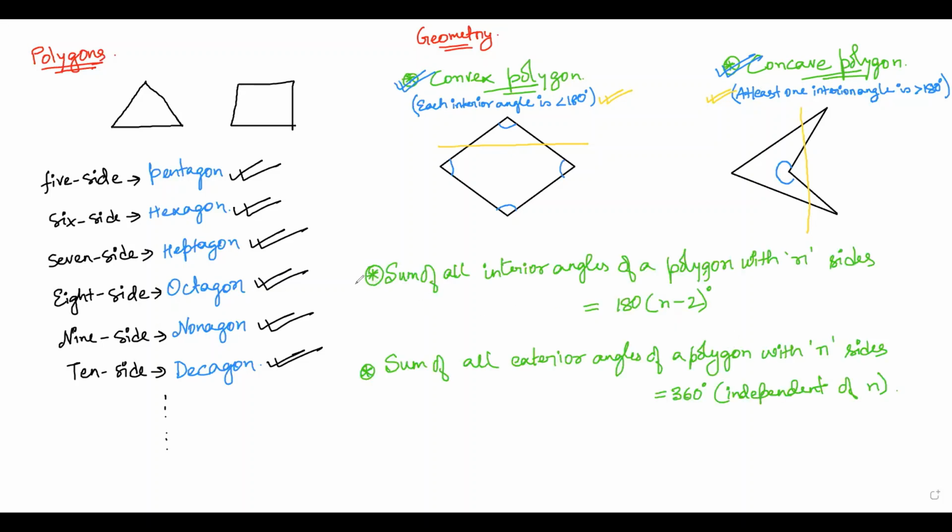Now, the sum of all the interior angles of a polygon with n sides is given by 180 into n minus 2 degrees. For example, if you are considering a pentagon with 5 sides, in that case, the value of n would be 5. So, the sum of all the interior angles of a pentagon would be 180 into 5 minus 2, that is 180 into 3, which would be 540 degrees for a pentagon. In a similar way, we can find the sum of all interior angles of a hexagon, heptagon, octagon, nonagon, decagon, and so on.